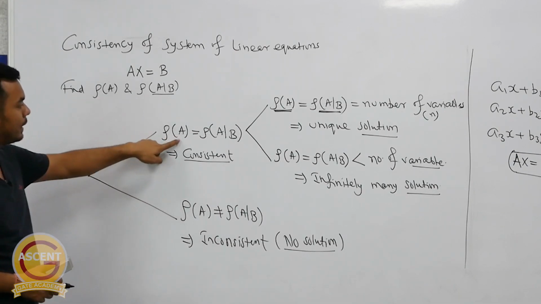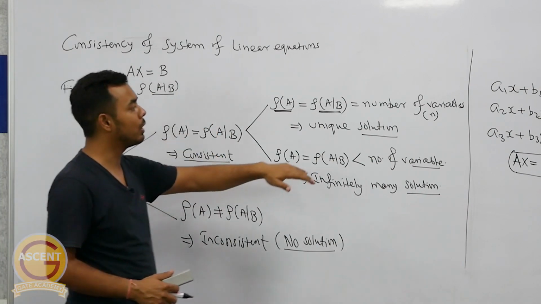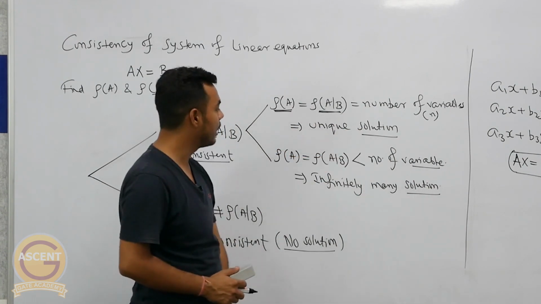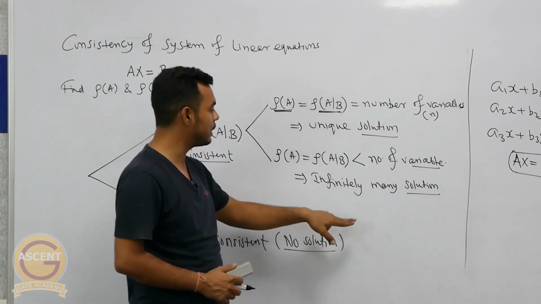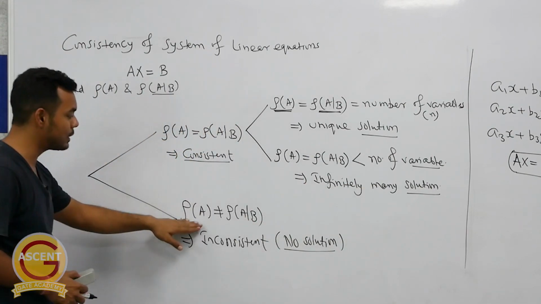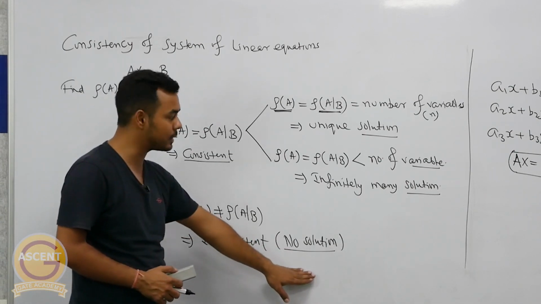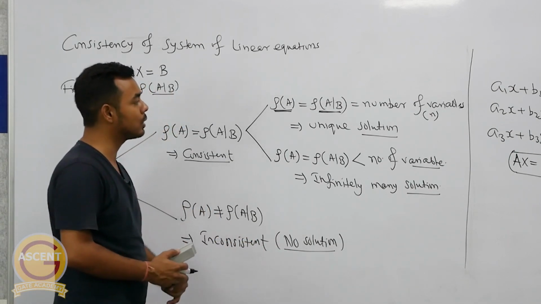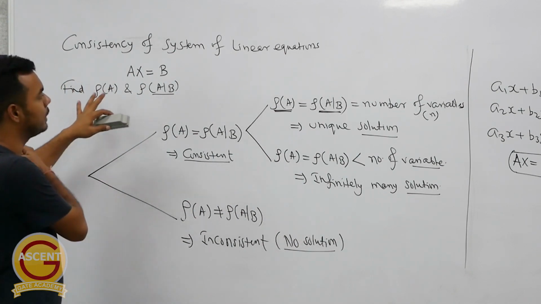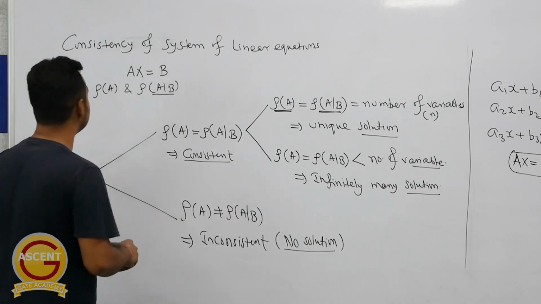If rank of A is equal to rank of A|B, then the system of linear equations is consistent. Now if it is equal to the number of variables, then it is consistent with unique solution. If it is less than the number of variables, then it is consistent with infinitely many solutions. And if rank of A is not equal to rank of A|B, then the system of linear equations is inconsistent, or it will have no solution. So after this, we will take some examples, and with the help of those examples, we will see how to check consistency of a system of linear equations.